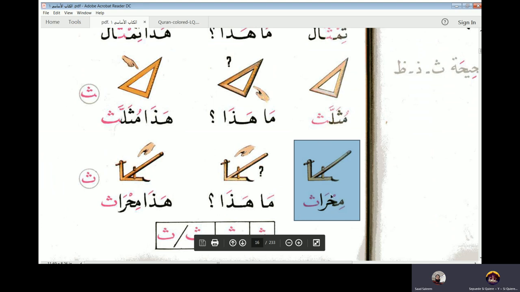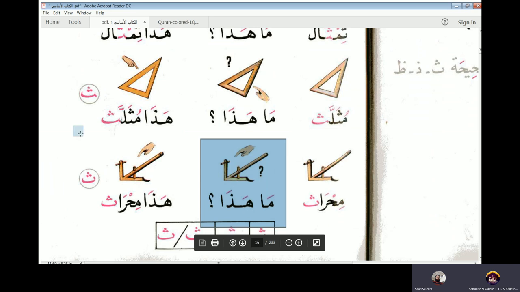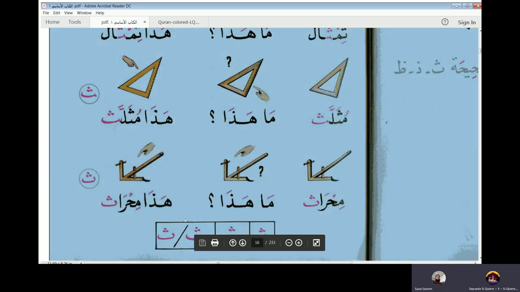Mihrathun. What's mihrathun? Plow. Do you know what a plow is? It was used in old times, with the ox on the back. Yes, you are right. Mihrathun, a plow. Ma hadha, what is this? Hadha mihrathun. This is a plow.